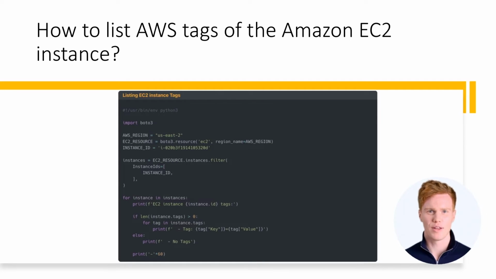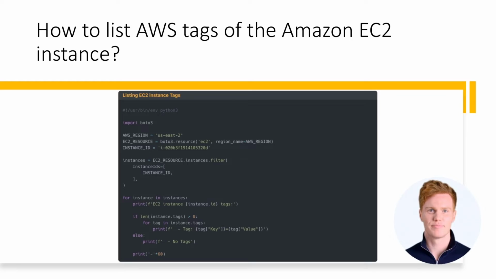But instead of the block device mappings, we need to access the tags attribute of the instance class. This attribute contains a list of Python dictionaries, each of which represents the AWS tag applied to the instance. Keep in mind that the list of tags might be empty if the instance does not have any assigned tags. To check this condition, we're using the len method, which returns the number of items in the tags list. Every dictionary describing a tag has two keys, the key representing the tag name and the value representing the tag value.